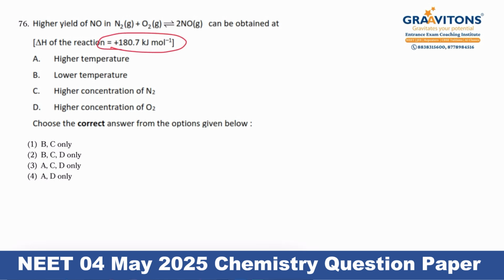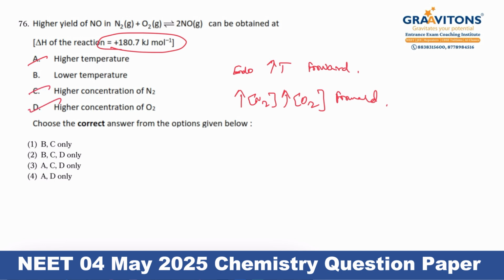So for an endothermic reaction, when you increase the temperature, the reaction moves forward. Similarly, in general, when you increase the concentration of the reactants, it moves forward. So for this one, higher temperature, higher concentration of N2 and higher concentration of O2 favor the forward reaction, that is the formation of 2NO. The correct option is ACD.